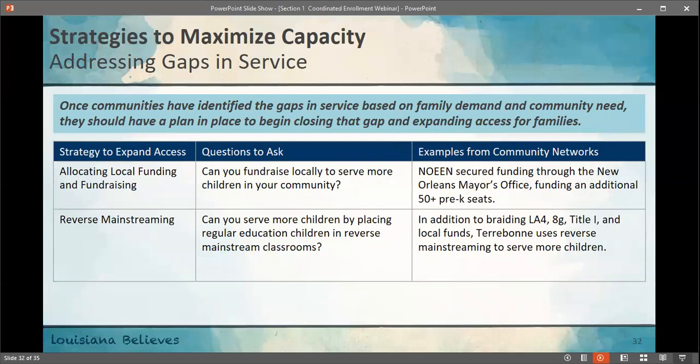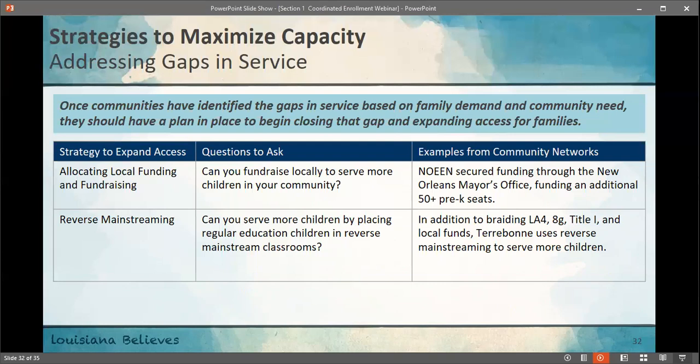Another strategy is allocating local funding and actually fundraising at the local level. So a question we would really like you to start asking yourselves is, are there ways for you as a community to fundraise locally to serve even more children in your community? This is not an easy task, and we recognize that, but there are examples of this happening across the state. So for example, Noween actually secured funding through the New Orleans Mayor's Office, which funded an additional 50+ pre-K seats in Orleans Parish.